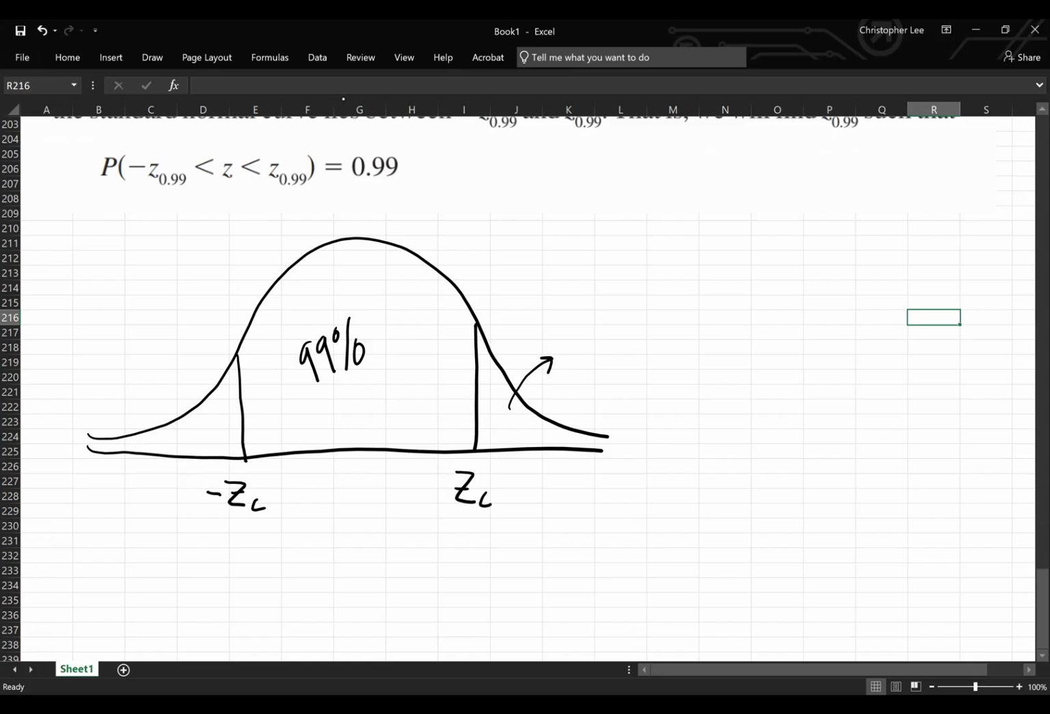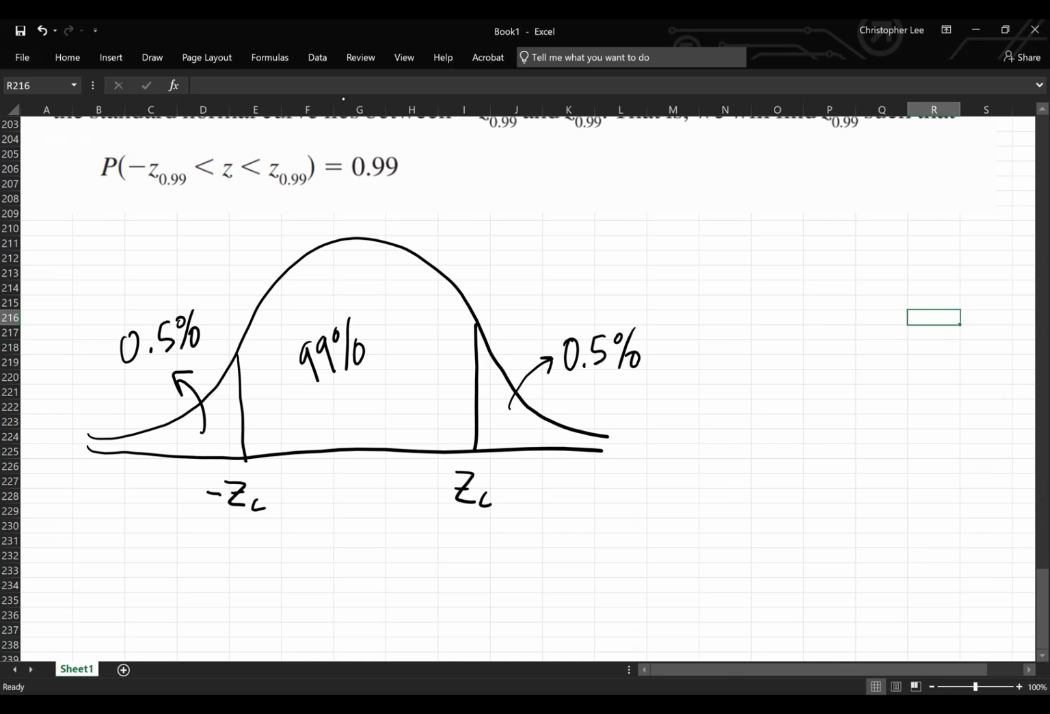2.58. Oh. I'm just looking at 0.5%, right? So that means this is also 0.5%, right? That's what you're saying? Yeah.